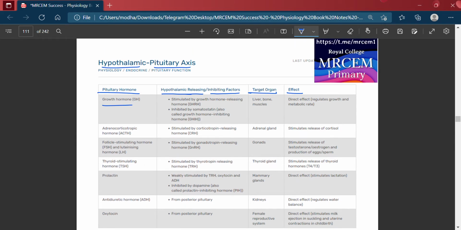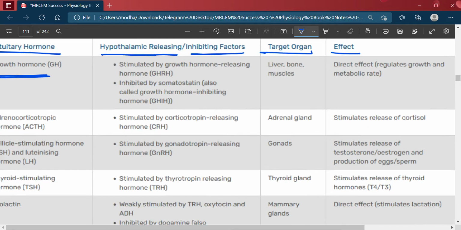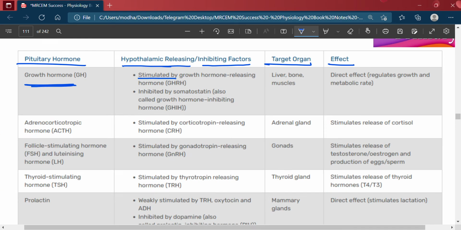Okay, then when there is a growth hormone, the hypothalamic releasing or inhibitory factors are: growth hormone is stimulated by the growth hormone releasing hormone, GHRH, and inhibited by the somatostatin, also called the growth hormone inhibiting hormone. GHRH will increase the stimulation of the growth hormone, and growth hormone inhibiting hormone or somatostatin will inhibit this growth hormone secretion.